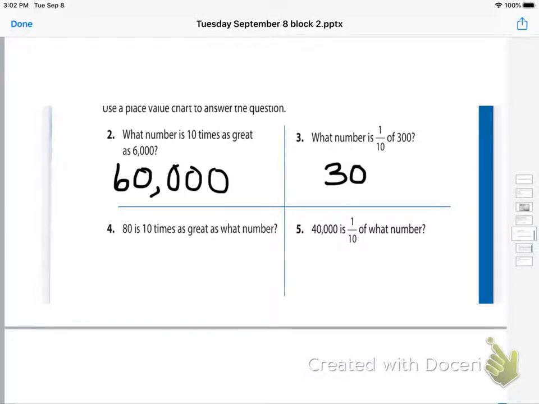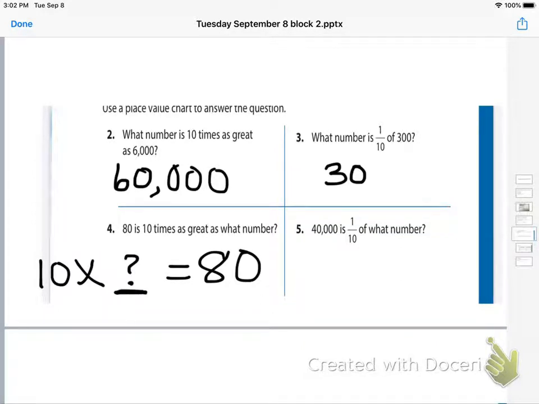80 is 10 times as great as what number? Okay, so what they're saying is 80 is 10 times as great as what number? Well, 8 would have to go in there, so 80 is 10 times as great as 8.